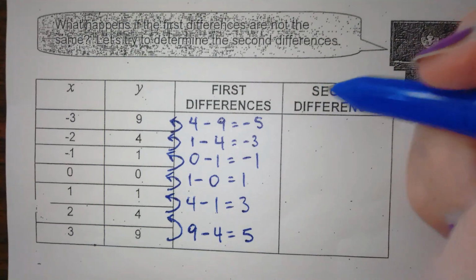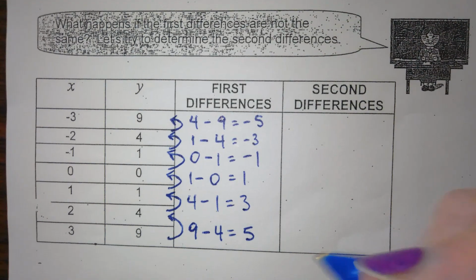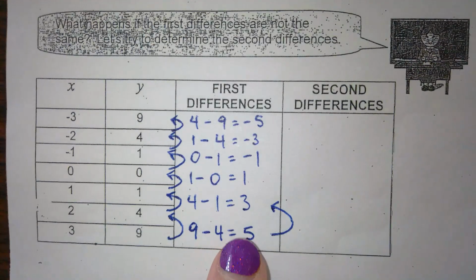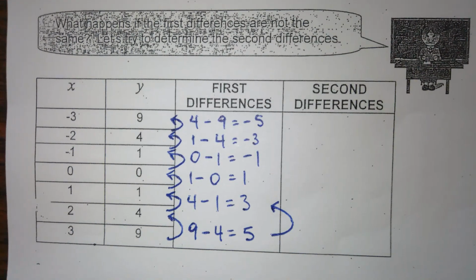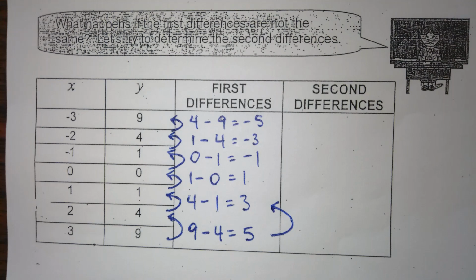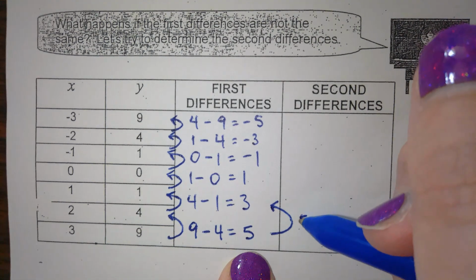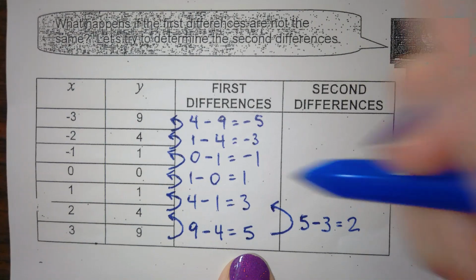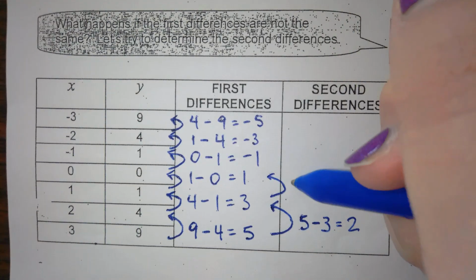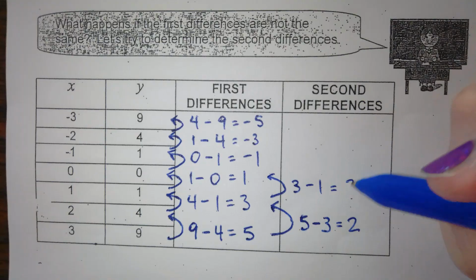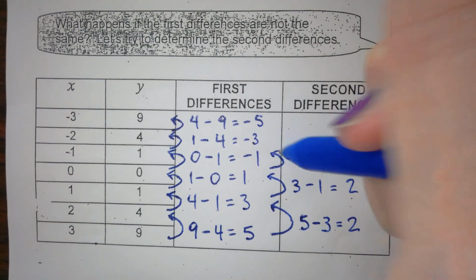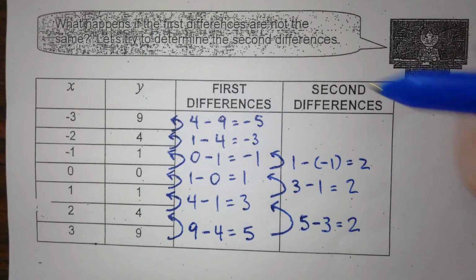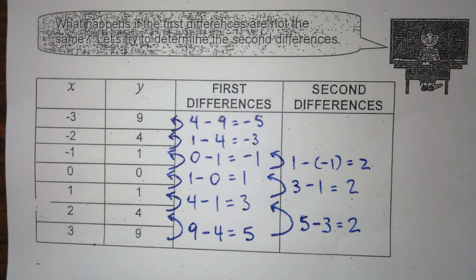So we do what's called second difference. Second difference is basically doing the same thing, but from this column now. Okay. So 5 minus 3, you get 2. 3 minus 1, you get 2. Do you see where I'm going with this? So don't worry, if second difference is not the same, you don't have to do third difference.